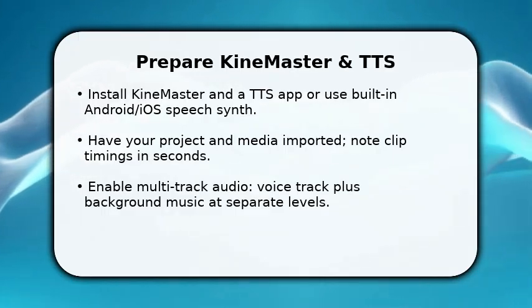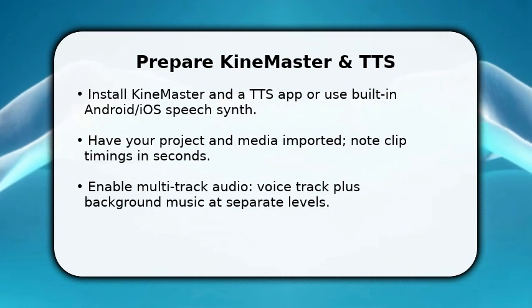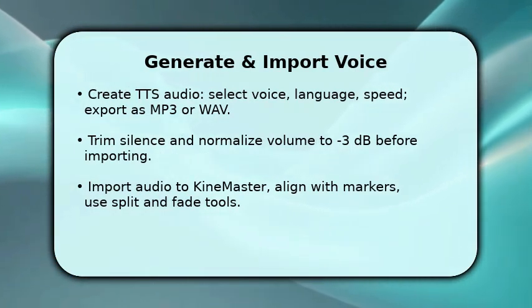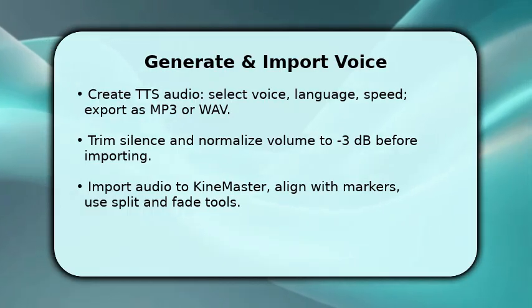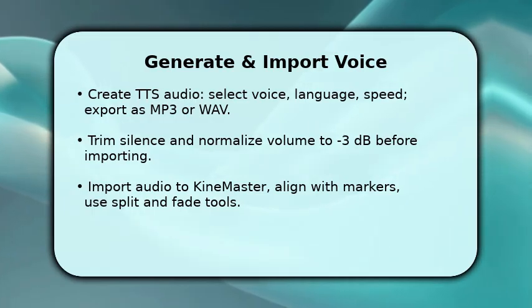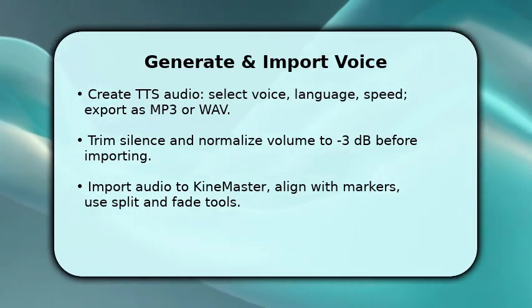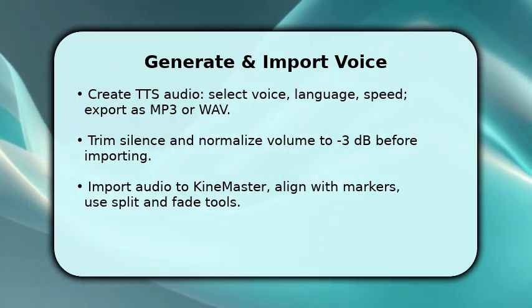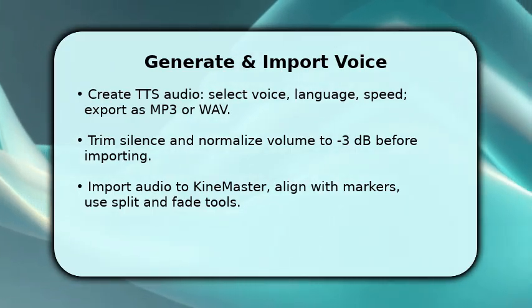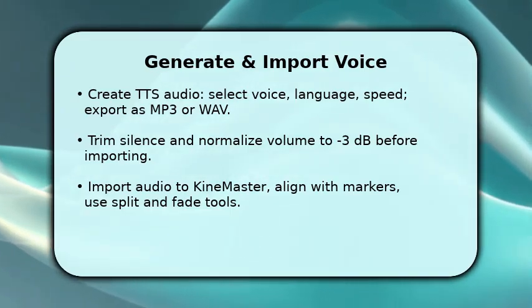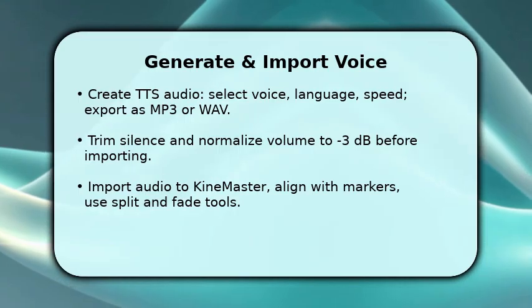Now generate the speech file using your TTS tool. Pick the appropriate voice and set a natural speed. Slightly slower than reading is usually better. Export as MP3 or WAV, then trim leading/trailing silence and normalize to about -3 decibels so it sits well in the mix. Once ready, import that audio into Kinemaster, align it to your timeline markers, split any segments to match visuals, and add short fades to avoid click.